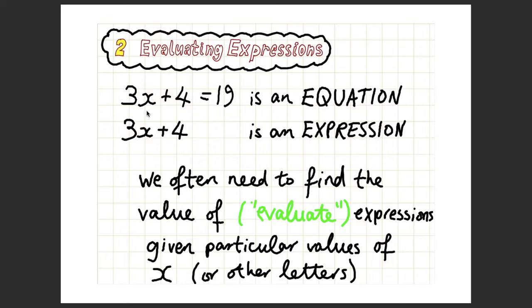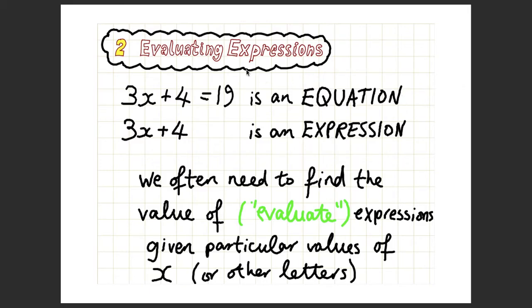So first of all, I want you to be aware of the difference between an equation and an expression. So 3x plus 4 equals 19. That's an equation because it's got an equal sign in it. It equates 3x plus 4 to 19. It says this is equal to that. Whereas the 3x plus 4 bit on its own is just an expression.